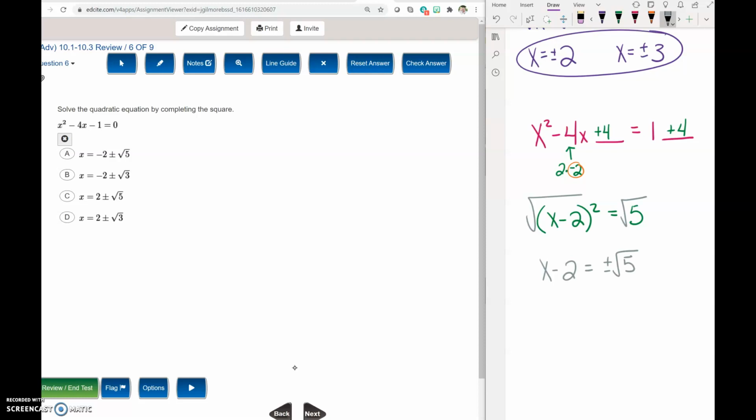You can probably already tell what your correct answer is going to be. Add 2 on both sides to get 2 plus or minus the square root of 5. Now, same thing. Once you figure out that that right side is going to be the square root of 5, use your answer eliminator to eliminate the choices that you know are not correct. Then you at least have a higher chance of picking the correct answer.